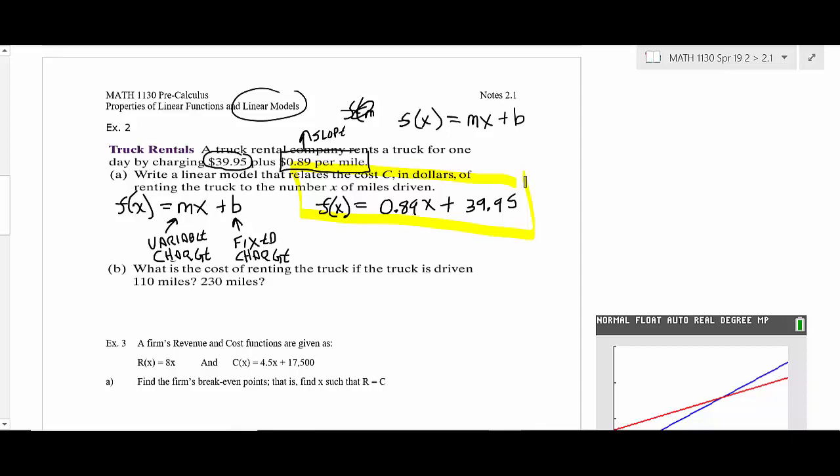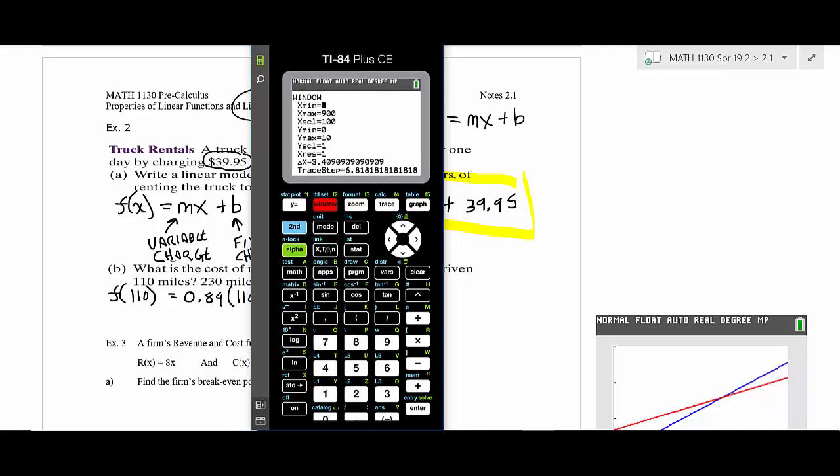Okay, $39.95 even if you don't drive the truck at all, but every mile past that, you're going to be charged more and more money. Okay, so this one, real simple, says what is the cost of renting the truck if the truck is driven 110 miles? So you're just evaluating that function at 110. So you would have 0.89 times 110, and then plus 39.95, all right? And then that would give you the charge.